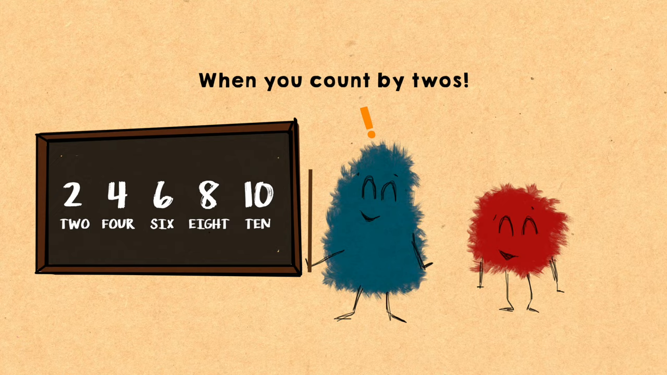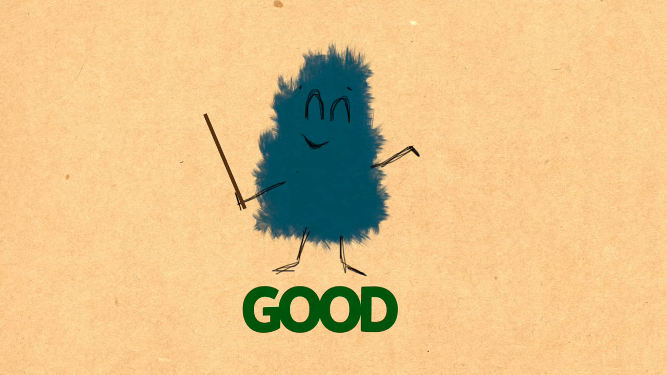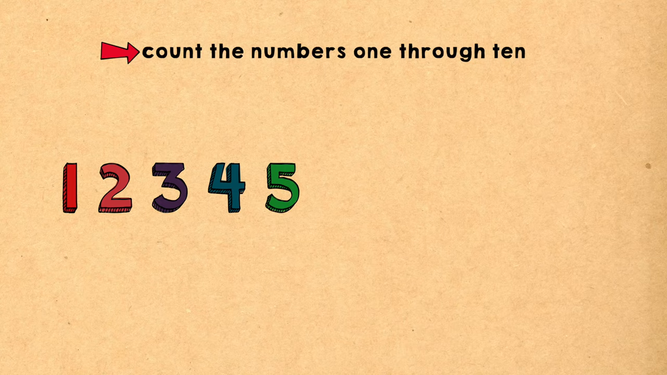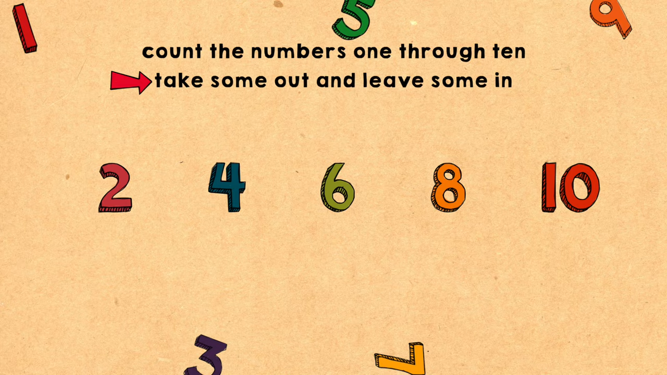You understand? I think so. Good. Can I give it a try? Sure. So if I count the numbers 1 through 10, take some out and leave some in. That's right. I just cross out the odd ones.